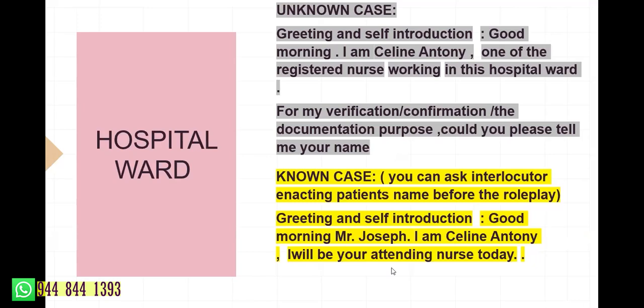The verification, confirmation, documentation, we are not using at the same time. At different times we'll be using different ones; they are like synonyms. In one role play, you can use, for my verification. You are having two different role play cards. So next time you can use, just for the confirmation, I would like to ask your name, or could you please tell me your name?